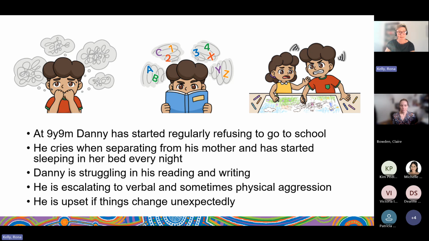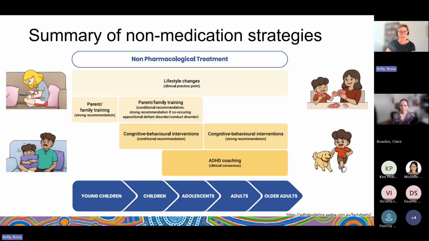In the second webinar, we started talking about some complications. So at 9, Danny was starting to present with some features of anxiousness, so regularly refusing to go to school and becoming more upset with separation and sleeping back in her bed, but also some learning issues, which are commonly co-occurring with ADHD. So reading, writing, and some emotional regulation difficulties. So with that, we talked a little bit about common co-occurring conditions and also some non-pharmacological treatments.